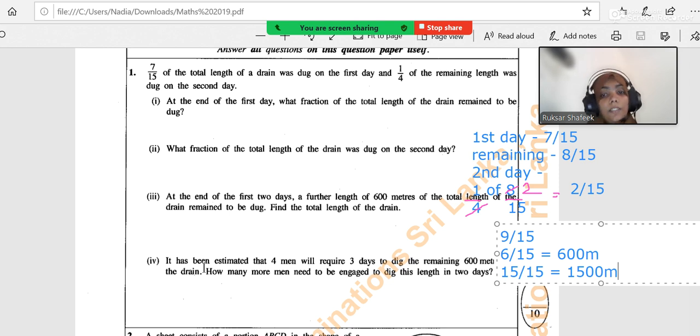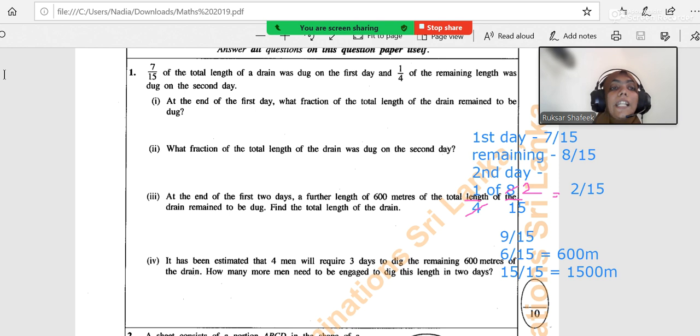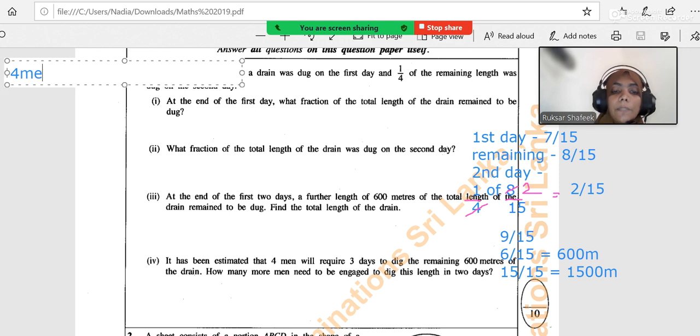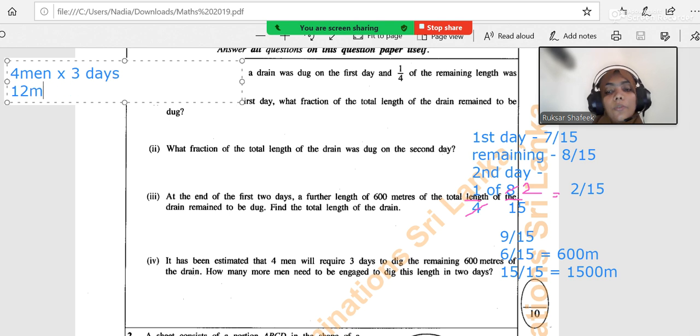Moving on to the fourth one. Here they've connected the man days question into that, right, where you talk about the proportions. It has been estimated that 4 men will require 3 days to dig the remaining 600 meters of the drain. How many more men need to be engaged to dig this length in 2 days? Now we have 4 men and 3 days. So we need to find how many man days work do we have. So we multiply 4 men by 3 days. So that's 4 times 3, 12. 12 man days work remaining.